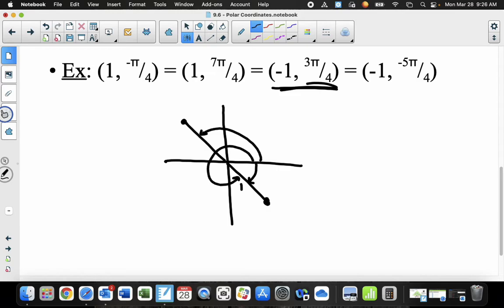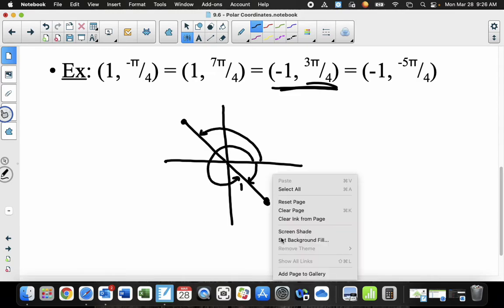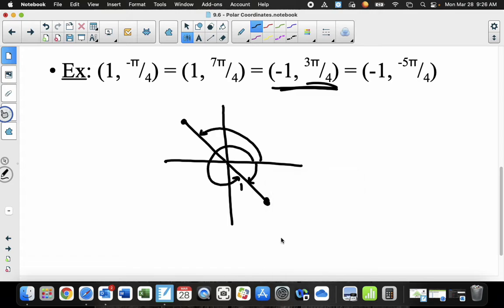But because it's a negative 1, instead of going in that direction, we go the opposite direction and we end up in the same spot. Okay. We're not going the positive direction to 3 pi over 4. We're going the negative direction, and then we therefore end up in the exact same spot. Okay. And so same idea with negative 5 pi over 4. It's the opposite direction twice. Okay? And we'll get into that as we work our way through some examples. But for now, I just want you to understand that there's different ways to get to the same point. Okay? Depending on the radius, depending on the angle.